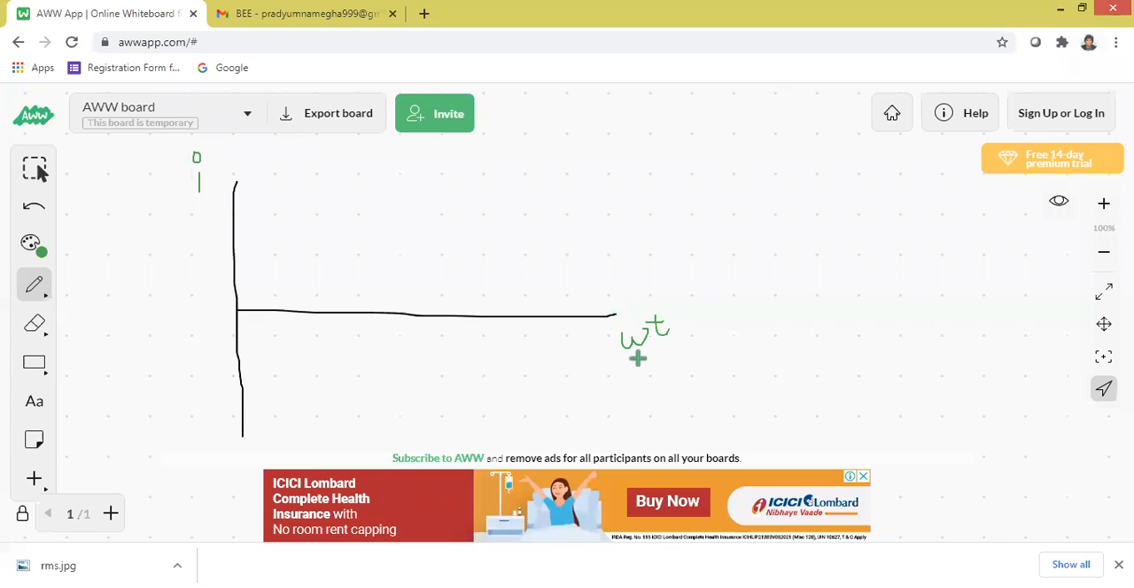This graph is changing with respect to angular seconds. Why are we writing omega here? Because the current is not flowing in a linear direction. It has a positive cycle and a negative cycle. So any current which is flowing in different directions can be represented by omega.